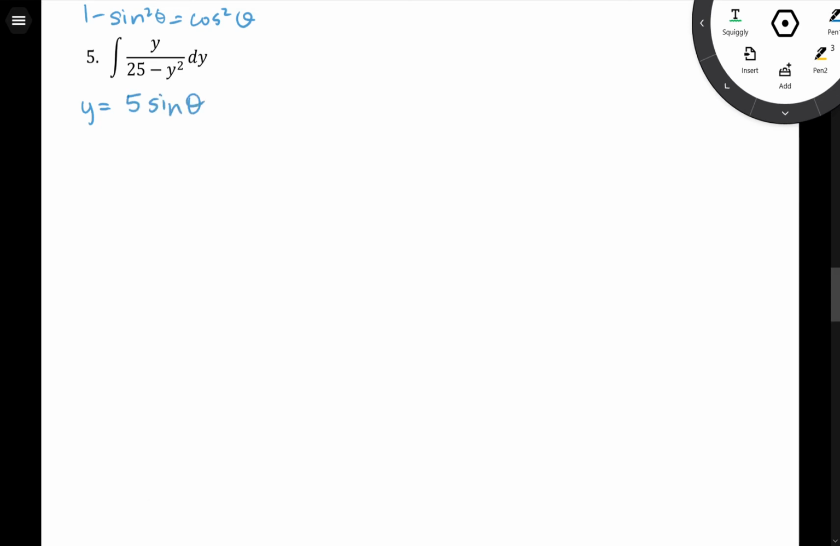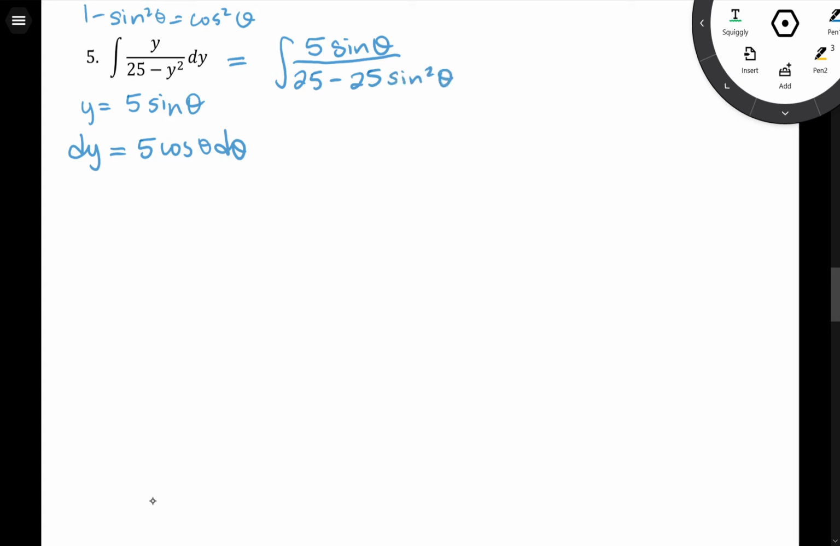And again, we get this whole thing where at first it seems like we're making more mess, but then things simplify nicely. So dy is going to be a 5 cosine theta d theta, which is going to turn this into a 5 sine theta over 25 minus 25 sine squared theta. And then we have a 5 cosine theta d theta.